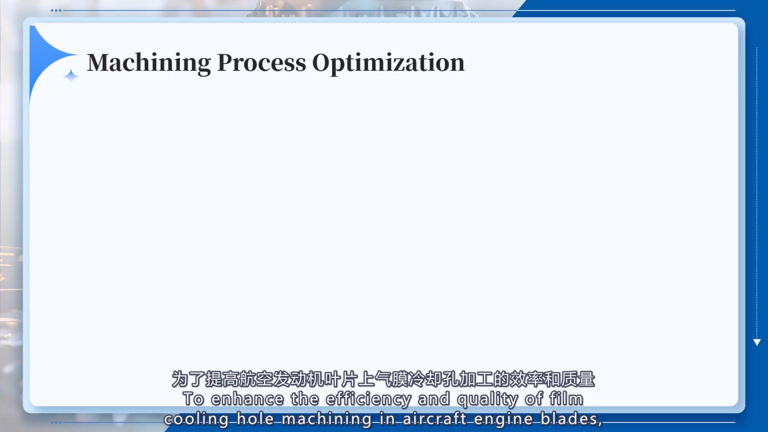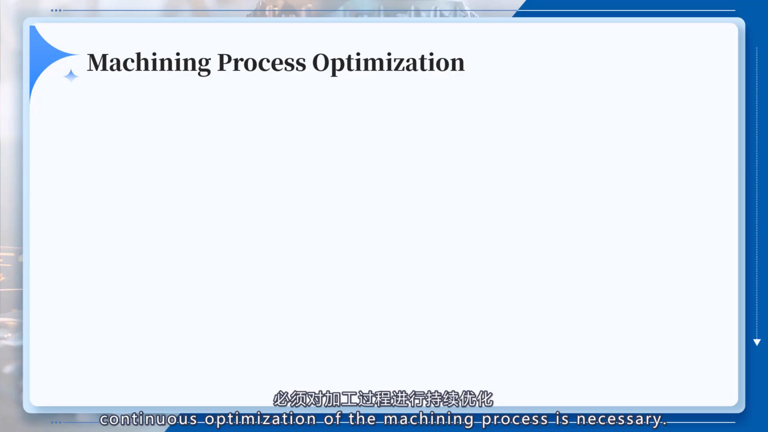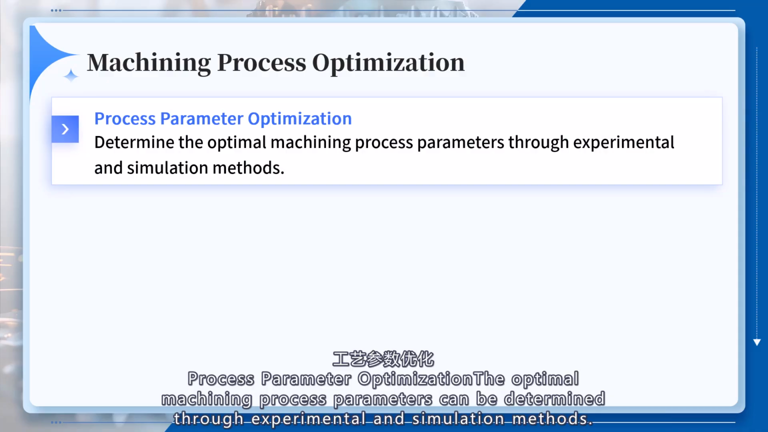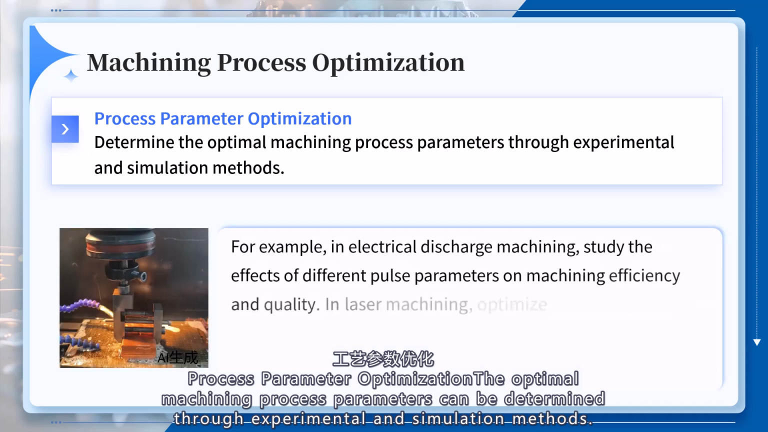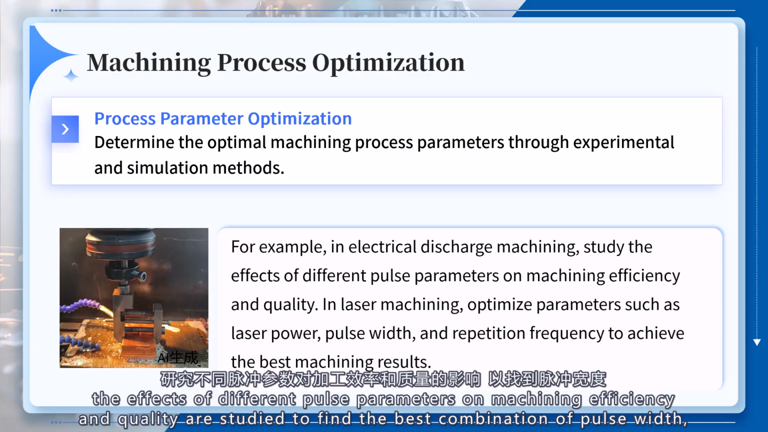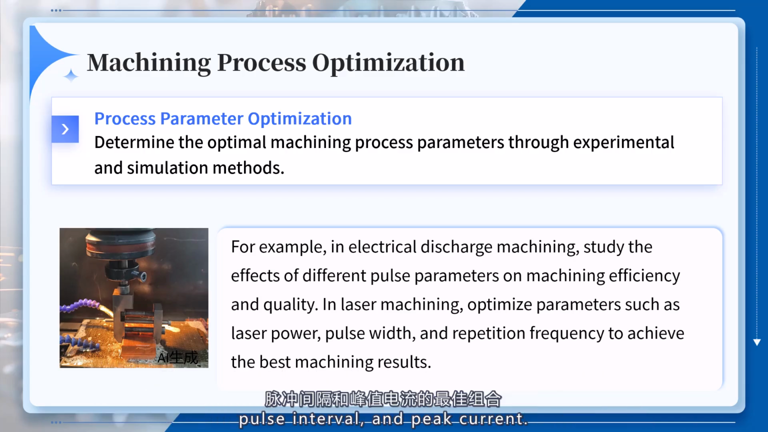To enhance the efficiency and quality of film cooling hole machining in aircraft engine blades, continuous optimization of the machining process is necessary. Process parameter optimization. The optimal machining process parameters can be determined through experimental and simulation methods. For instance, in electrical discharge machining, the effects of different pulse parameters on machining efficiency and quality are studied to find the best combination of pulse width, pulse interval, and peak current.